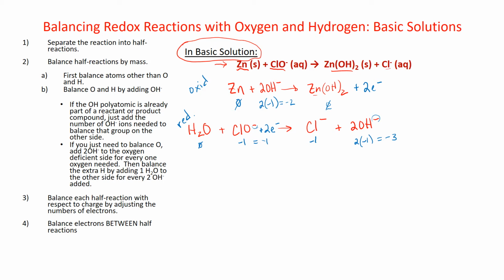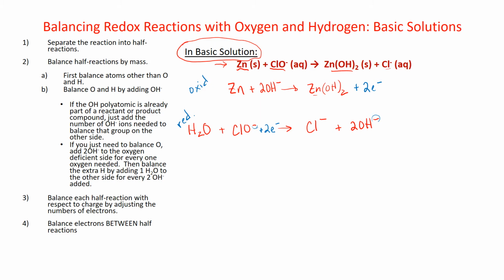And what that means is that your electrons are always going to be on opposite sides for your 2 half reactions so that when you add them together, the electrons cancel out. That's the goal. Now it turns out that in this particular example, we already have the same number of electrons between my 2 half reactions. So I don't need to multiply anything through by any of these equations.